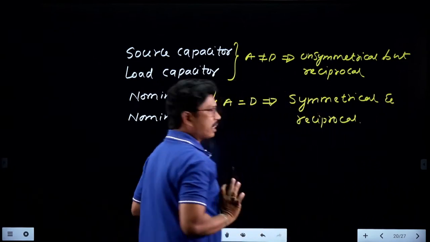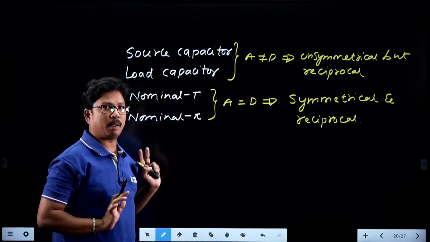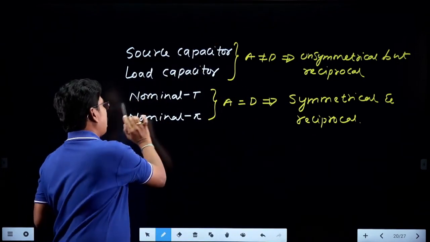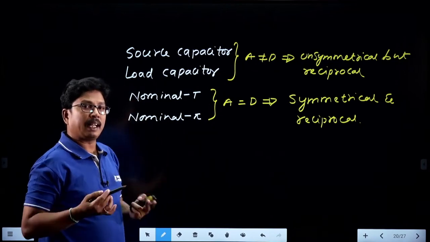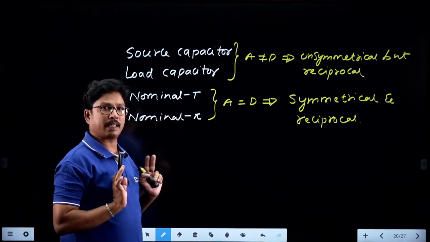See here, compared to these two, which have the unsymmetry problem, the best models we can say are nominal T and nominal pi. And they are asking which is best in these two. Which is best in these two?